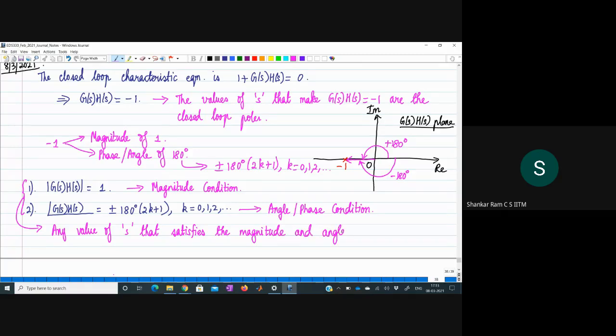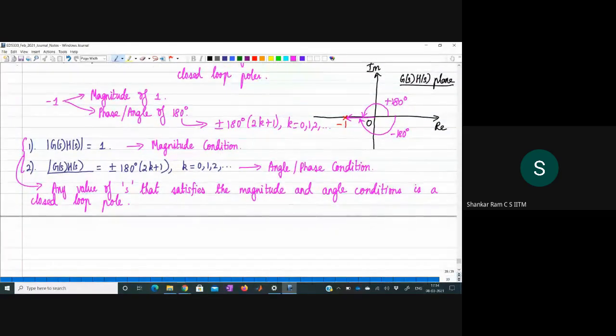angle condition, or closed loop. Okay, so let's use simpler terms. Any value of S that satisfies these two conditions is a closed loop pole. Okay, so that is the consequence.